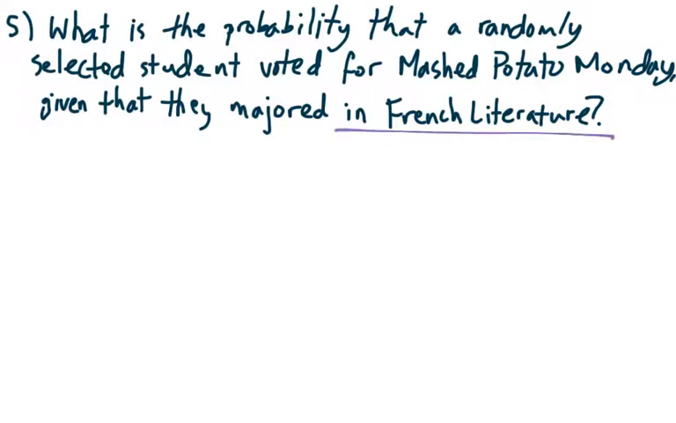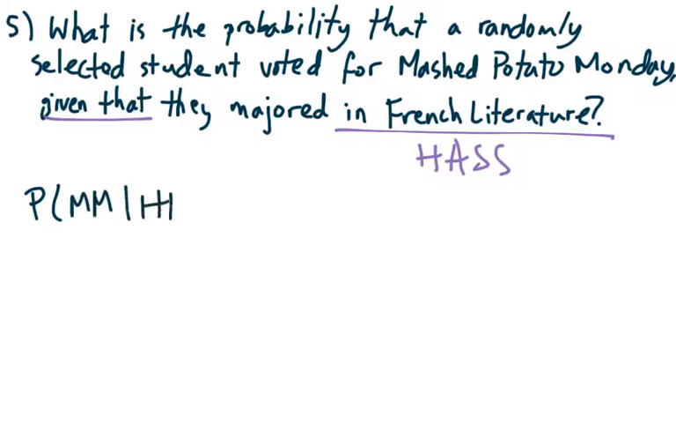Is that a humanities, arts, social science, or is that a science, technology, engineering, math? Yeah, that's what I thought too. So, just like the last one, the assumption, given that, is that they were a Haas major. The probability that they voted for Mashed Potato Monday, given that they were a Haas major.